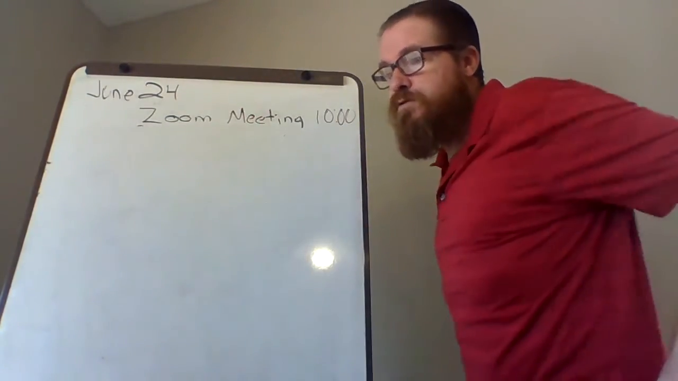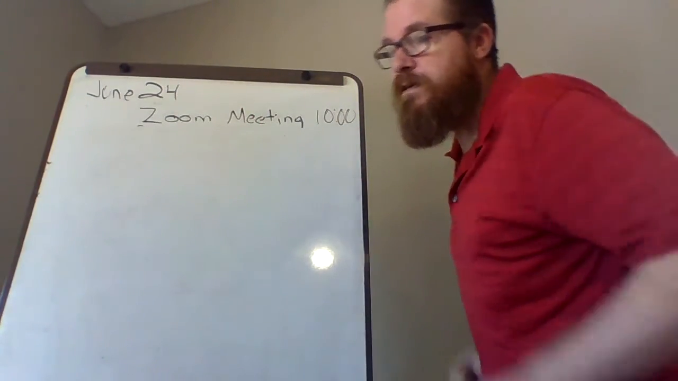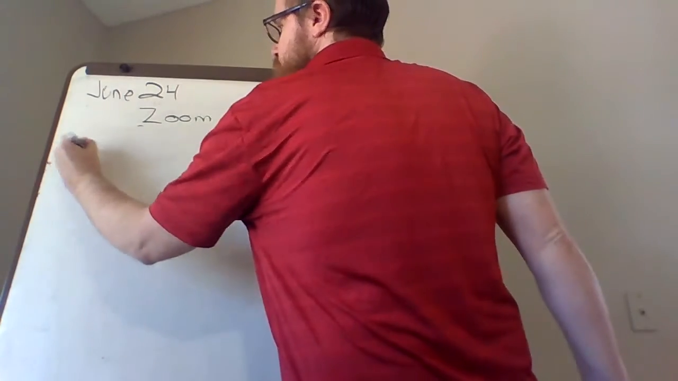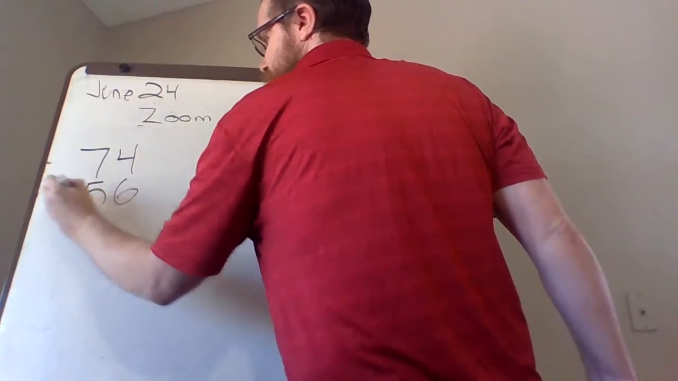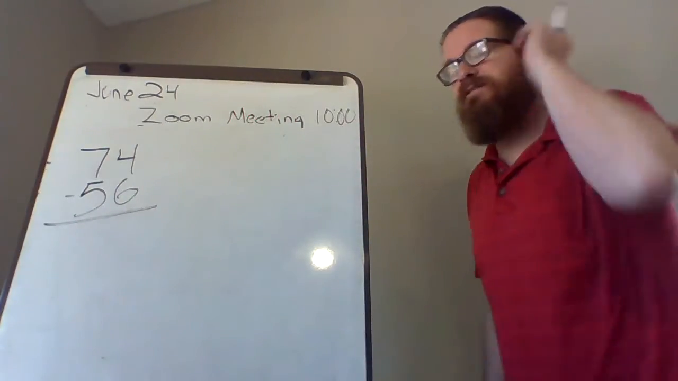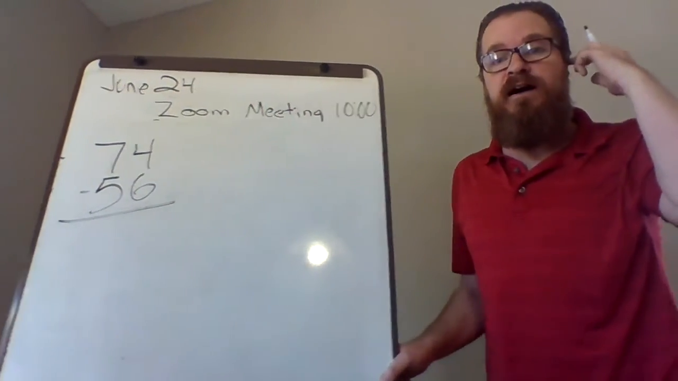Erase. All right, so let's do 74 minus 56. All right, so what I'm gonna do is I'm gonna draw myself a picture of 74.